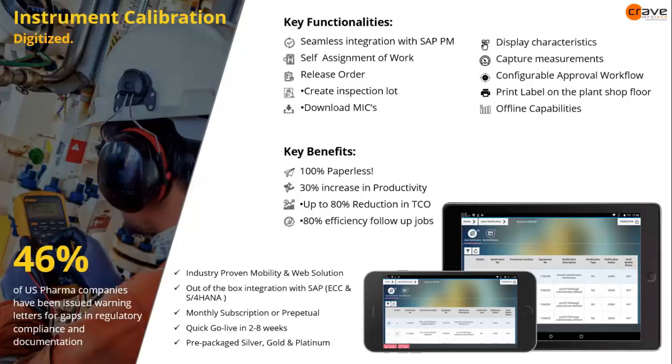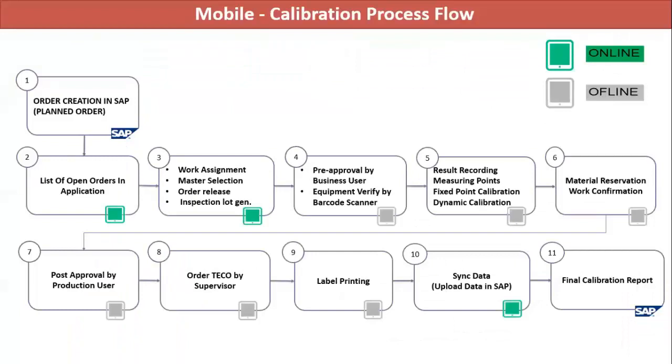As I mentioned, this is an industry proven mobility and web solution, with out of the box integration with SAP as well as any ERP. Then quick go live in 2 to 8 weeks, because our solution covers almost 60 to 65% of the requirement in the marketplace, and for the remaining 30-35%, of course, customization is required based on your own organizational processes or industry activities. So this is the C calibration solution which we wanted to discuss and demonstrate today.